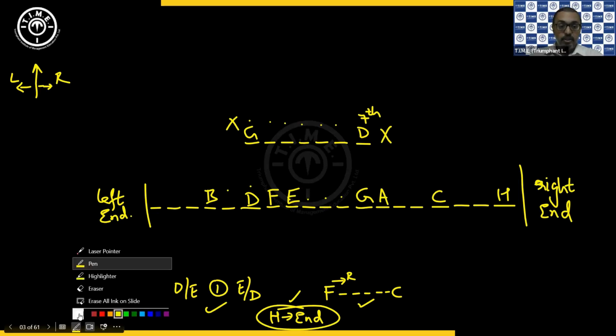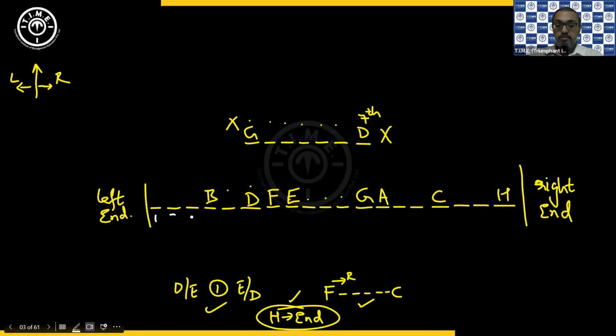Now, if I look at the total number of persons in the arrangement, 1, 2, 3, 4, 5, then 6, 7, 8, 9, 10, 11, 12, 13, 14, 15, 16, 17, 18. So there are a total of 19 people in the arrangement.